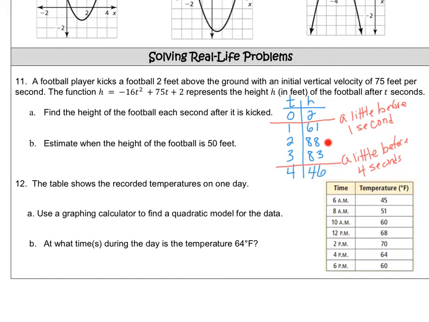And then it goes on up and comes back down. And here at 4 seconds, it's 46 feet. So right before we got to 4 seconds, so 3.8 seconds or something in there, it also was at 50 feet. So that's how we use estimation and information to give predictions.